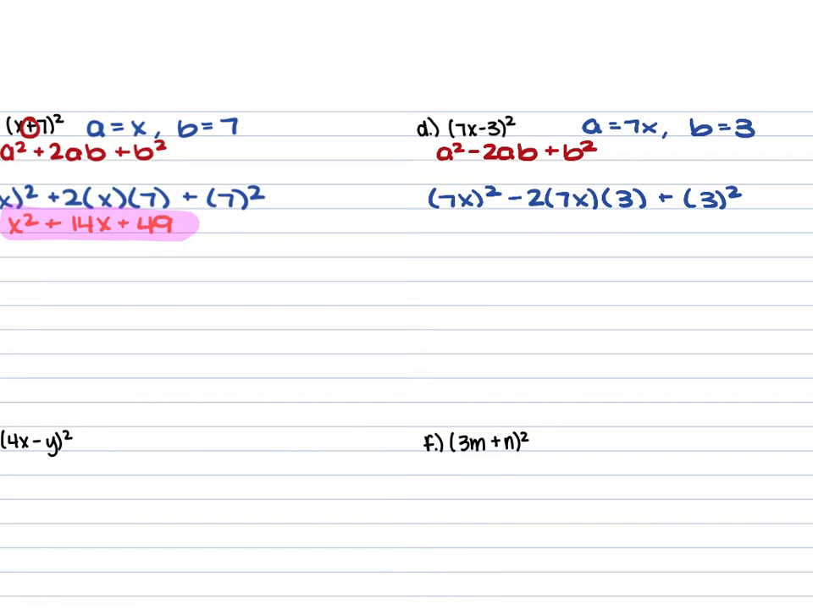The 7x squared is going to be 49x squared. The negative 2 times 7x times 3 is the same thing as negative 6 times 7x, which is negative 42x. And 3 squared is 9. So 49x squared minus 42x plus 9.